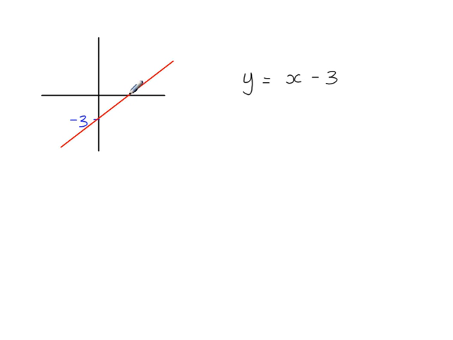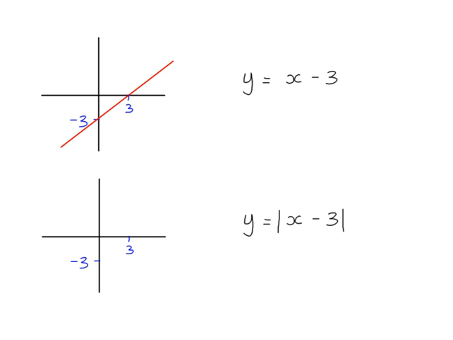And it's always a good idea to write down coordinates for the points of intersection between your graph and the coordinate axes. So that's going to be 3. So what does the graph of y is equal to the modulus of x minus 3 look like?